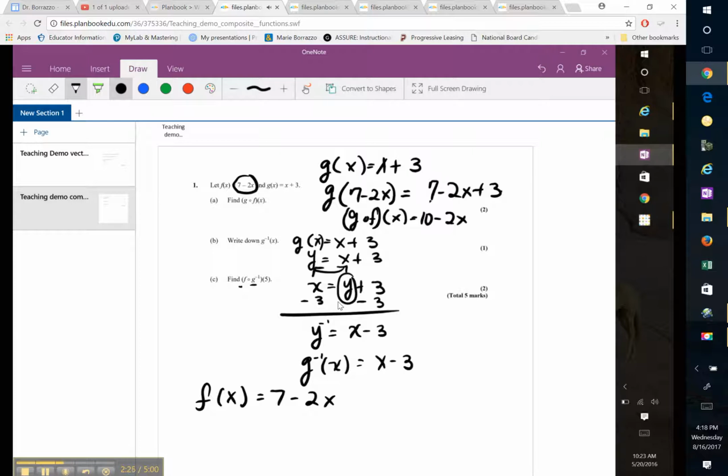So you're going to end up with 7 minus 2 parentheses x minus 3. And once I distribute the 2 into both here and here, I'll end up with 7 minus 2x plus 6. So this will give me 13 minus 2x. And then the last step to take is to substitute in the value, which they're telling us to substitute in, the 5. So I'm going to substitute in 5 in for x. This is going to yield me 13 minus 2 times the 5. And so therefore my final answer here should be 3. And that's it for that question.